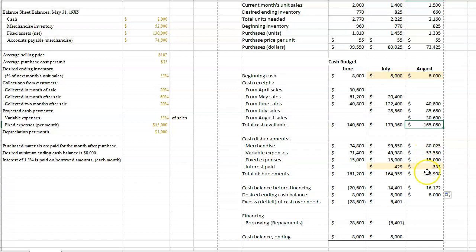All right, let's see what our cash balance before financing is. So cash available minus cash disbursements means that we have $16,172. Great, which means that we get to pay back a little bit of our loan. Are we anywhere near paying it off? Let's take a look just off to the side. No, nowhere near. So we're going to use all of that $8,172 on the loan, which means that our ending cash balance is $8,000.